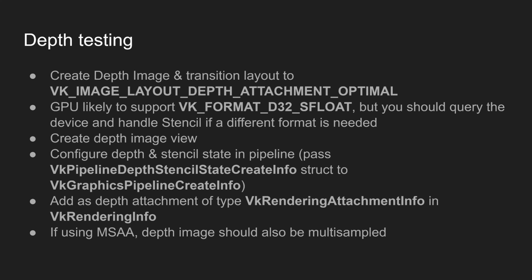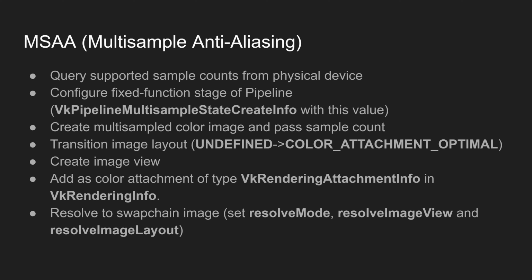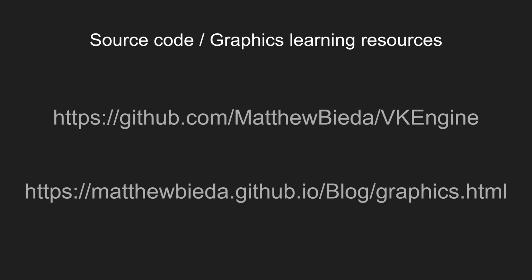So feel free to just pause the video and read through the slides in detail for the implementations of depth testing, mip mapping, and multi-sample anti-aliasing. I was going to include some source code in these, but it's just far too much information. So if you'd like to contextualize it a bit more, you can check out my full implementation on my GitHub. And I do maintain a list of resources on how to learn computer graphics on my personal website. So check those out if you're interested.